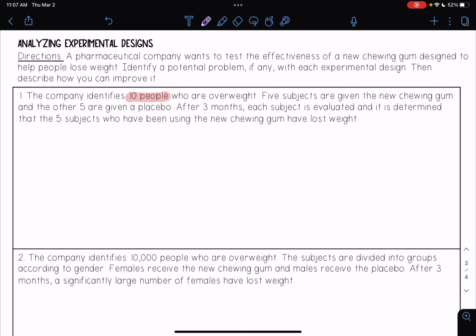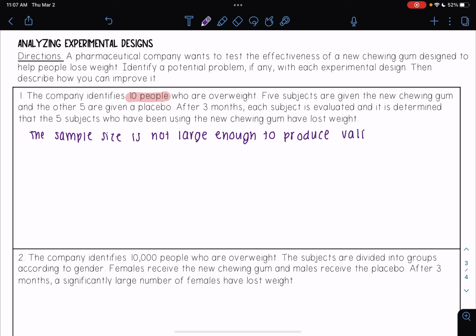So I'm going to say the sample size is not large enough to produce valid results. And the way they can improve is to have a larger sample size so the experiment can be replicated, and the experiment must be replicated.